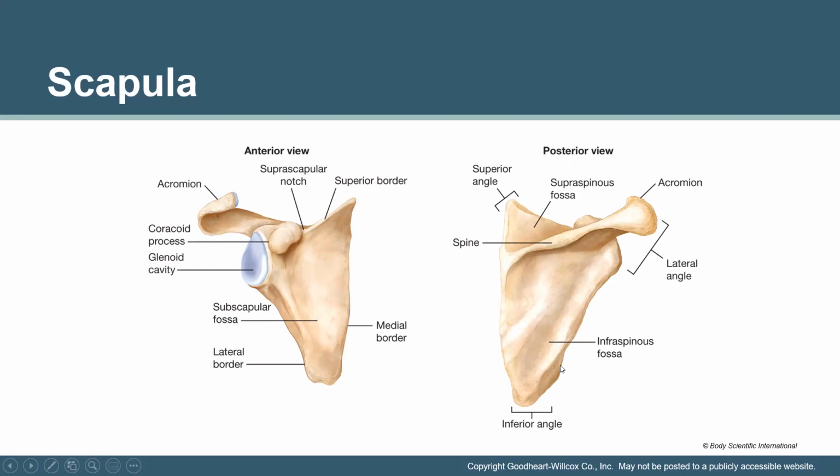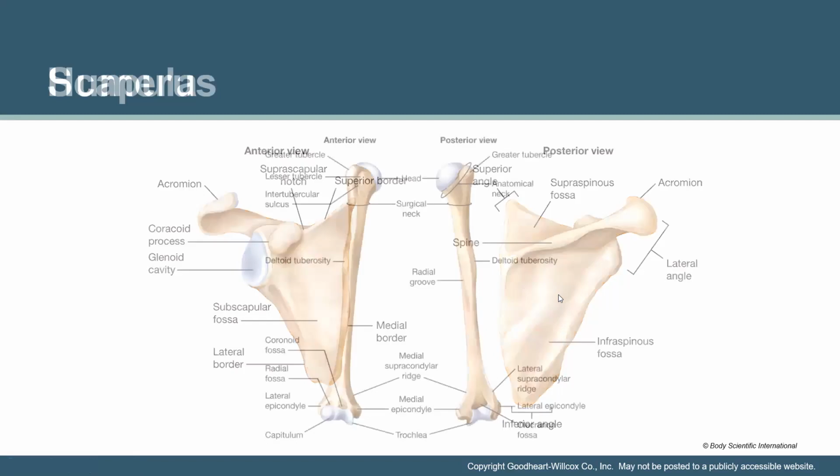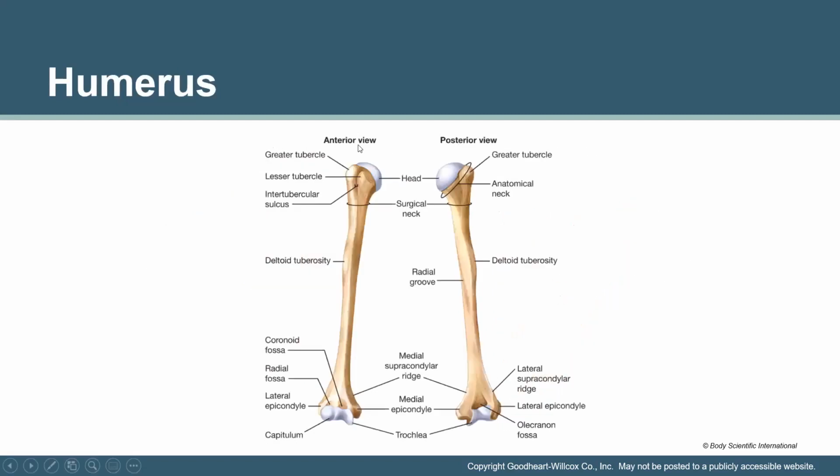When you look at the posterior view, let's look at the angles. I mentioned the inferior angle, I mentioned the superior angle, and then over here we have a lateral angle, which kind of takes care of all of this part. I mentioned the supraspinous fossa, which lies on top of the spine of the scapula, and then we have the infraspinous fossa as well. When we're talking about the arm, we have the humerus.